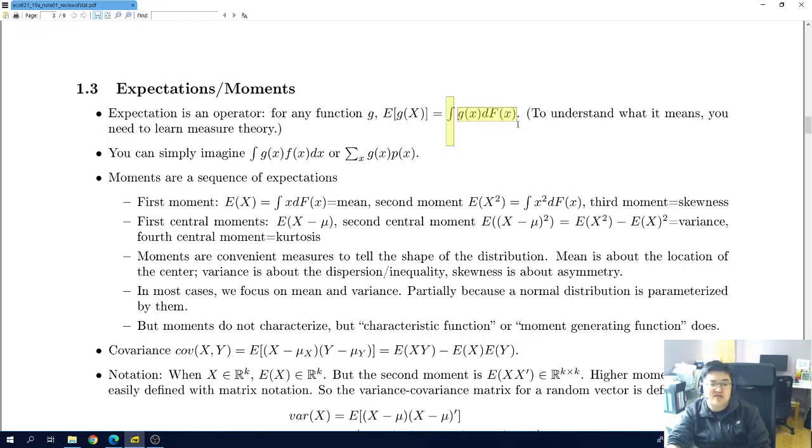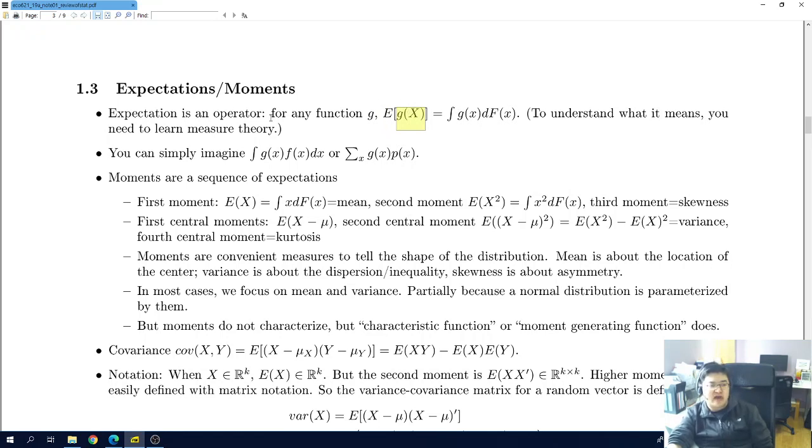You may not be familiar with this notation, why a function is behind d. This is the rigorous notation, but if you don't understand what it means, it does not matter. To understand this, you need to learn measure theory, but that's overkill, so don't worry about this. You may simply imagine this or this. So maybe this is what you learned. Integration of a function, so the expected value of g of x. For example, you can think of it as x squared, log of x, exponential of x, a function of x, or it could be x itself.